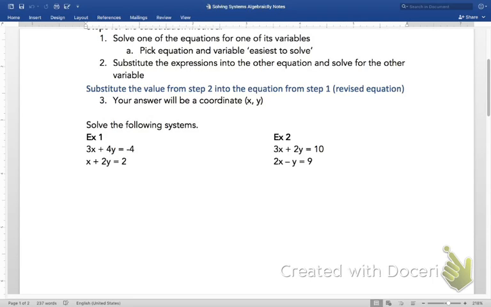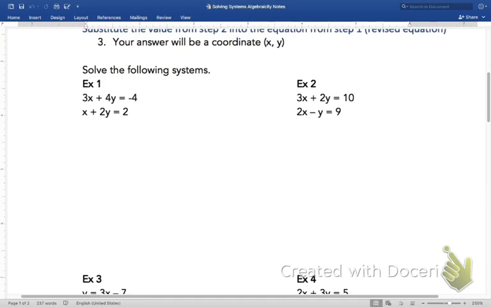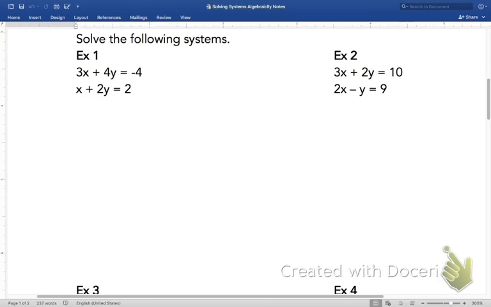So if I have 3x plus 4y equal to negative 4, and x plus 2y is equal to 2. The first thing I want to do: which one is going to be the smarter one to manipulate, the first one or the second one? Which one has a variable that has a coefficient of 1, or does not have a number in front of it? The second one, right? So I want to manipulate it to where I solve it for x.